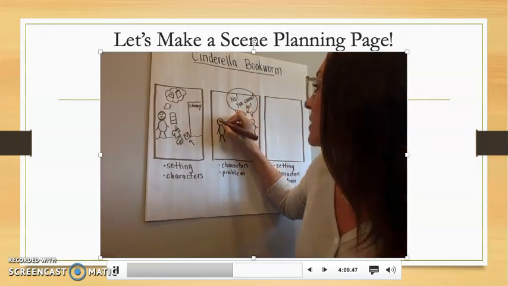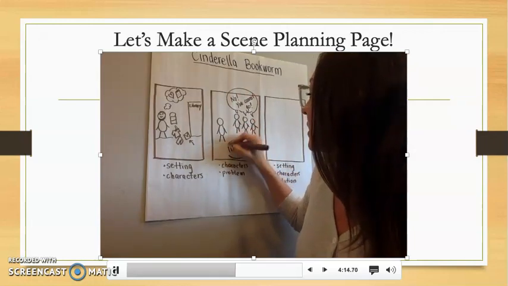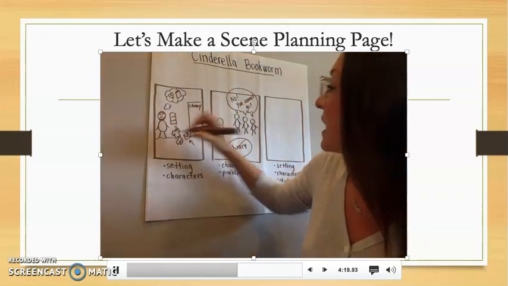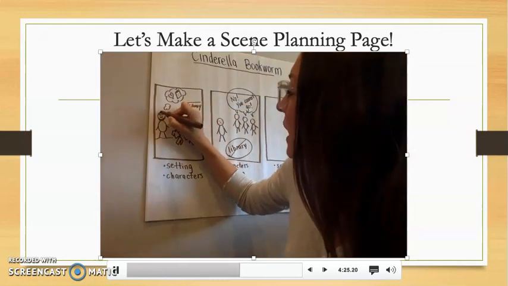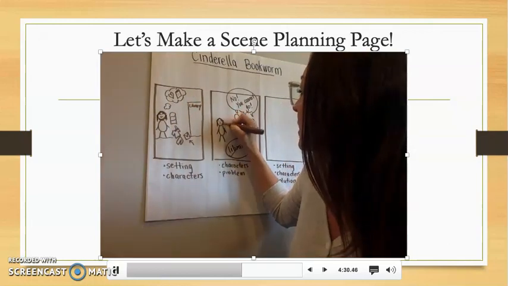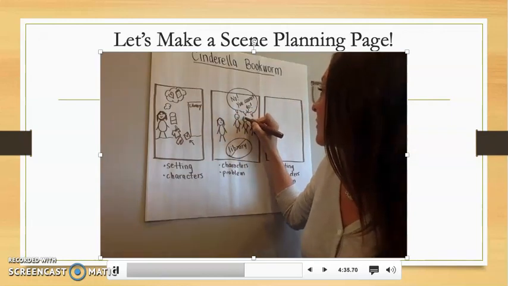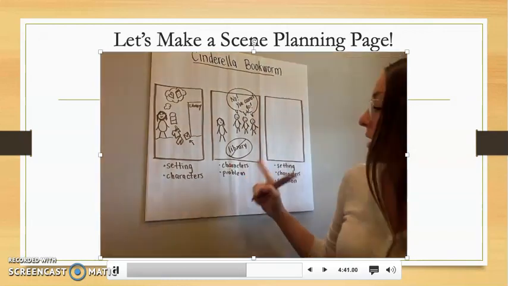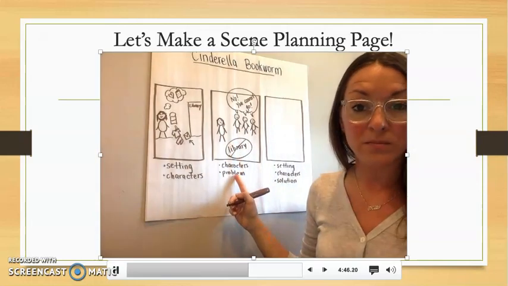So basically, she can't go to the library anymore. And her face isn't going to be happy anymore. Here's the problem. They think it's funny, so they're smiling. They're very, very evil. Right? Okay, so we have our characters, stepsisters and Cinderella, and then we have the problem.